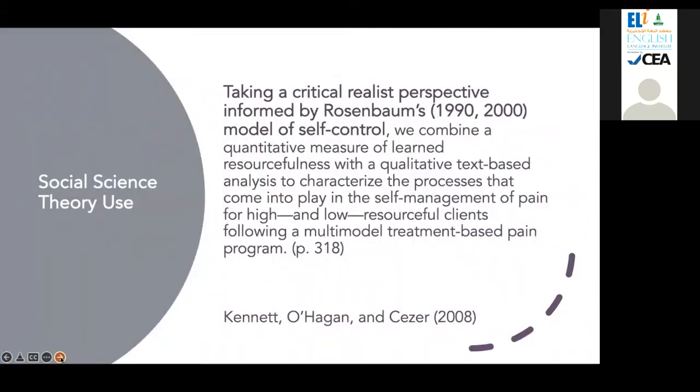Now, an example of presenting social science theory. If we take that example, taking a critical realist perspective informed by Rosebands and the model of self-control, you can use that structure. Taking a critical perspective or a social perspective, if you use this sentence structure, this will explicitly show the choice of theoretical framework and new research.